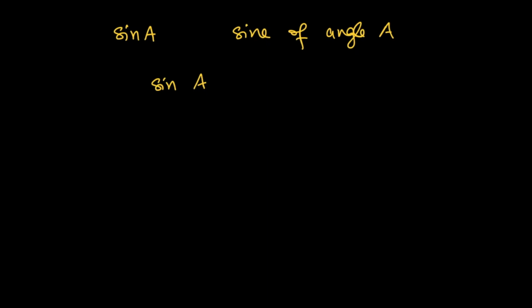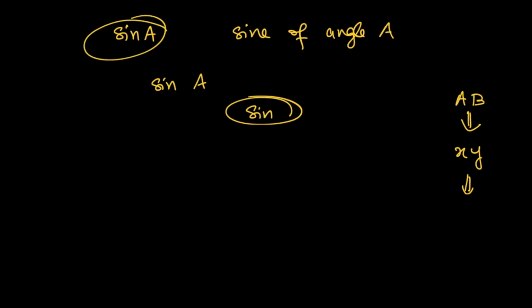In general, you know that if I write AB, it simply means that A is multiplied with B, or if I write XY, it simply means that X is multiplied with Y. So here in this case, it should not be interpreted as the multiplication of sine and A. In fact, simply writing sine does not make sense. Sine separated from A does not make any sense. So sine A is basically a short form for sine of angle A.